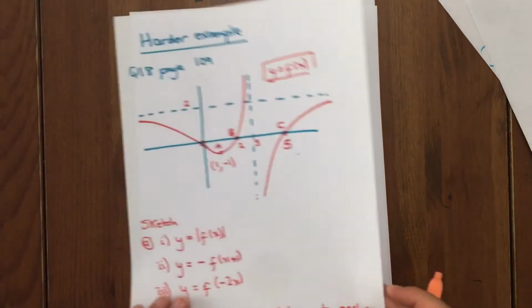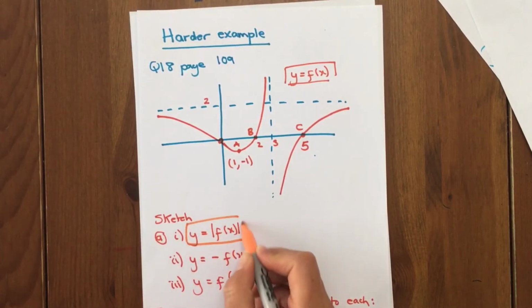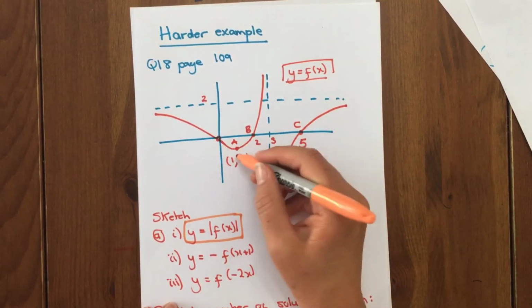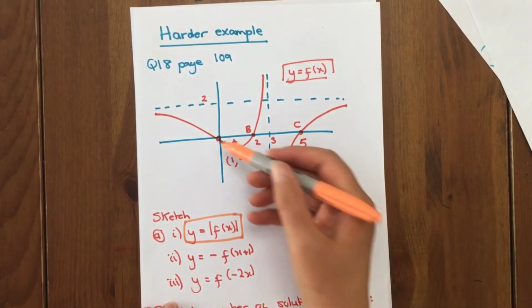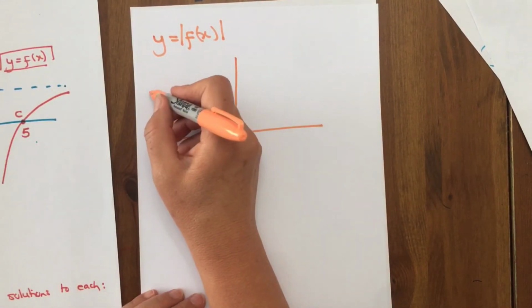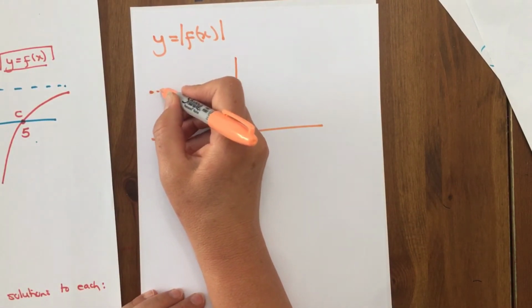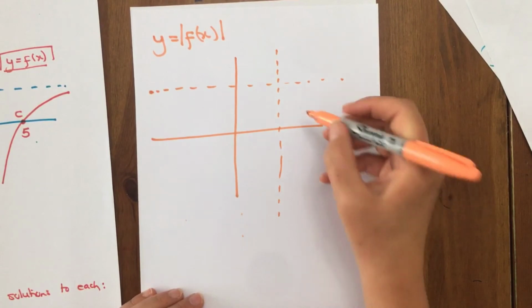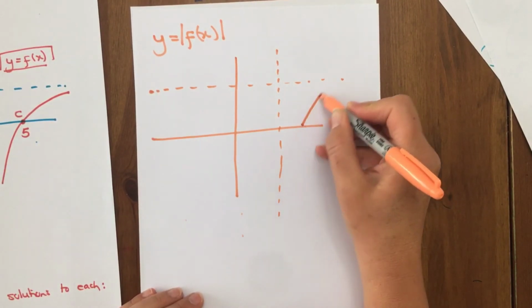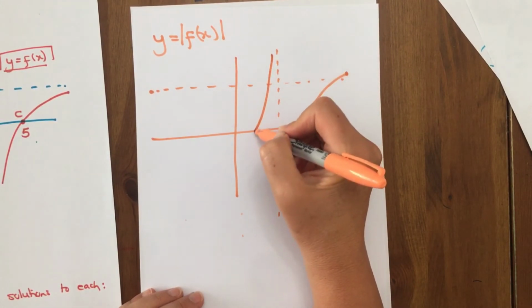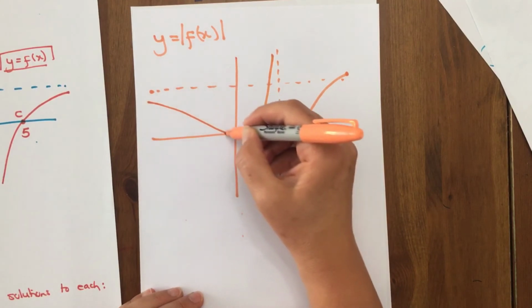Right, so what happens for the modulus of the whole thing? Remember this from last lesson. Everything that's beneath the x-axis will flip to become positive. So my asymptotes are going to stay exactly where they are. They are not going to change. They will not move. Okay, and everything above stays the same. Let's just do all the above first. That's all the above.